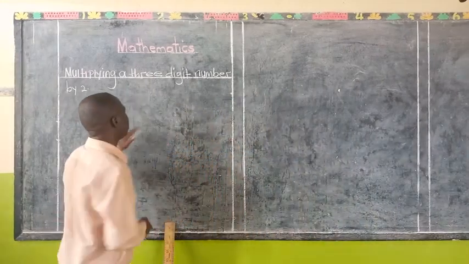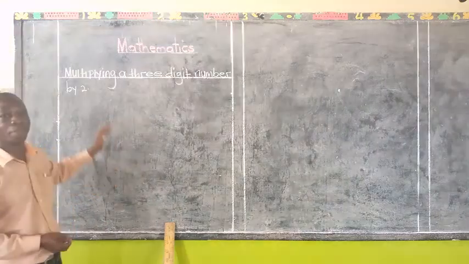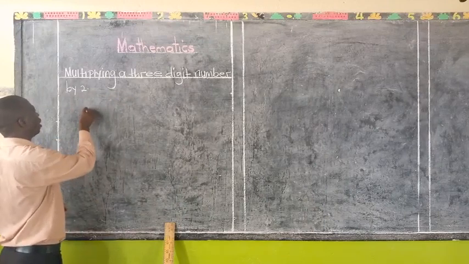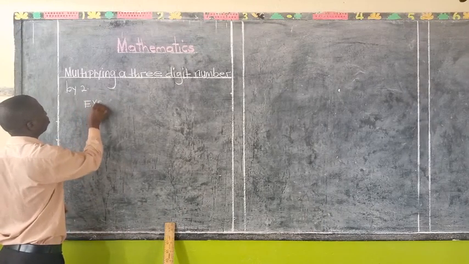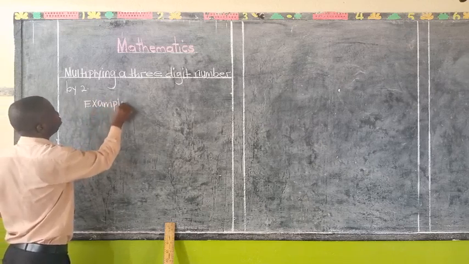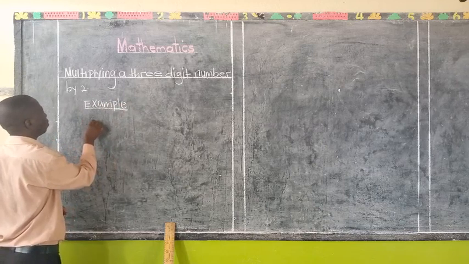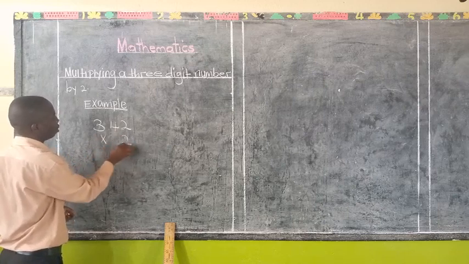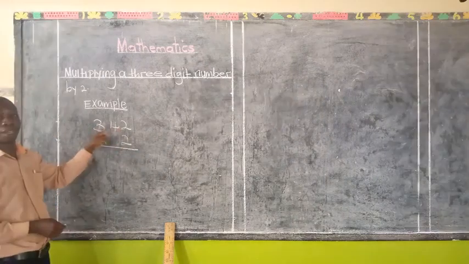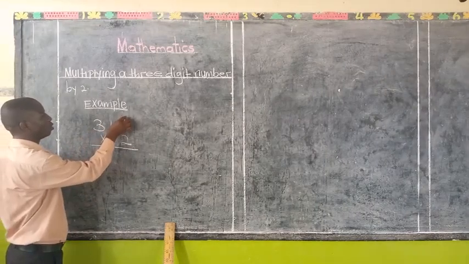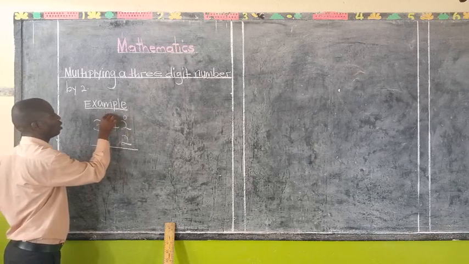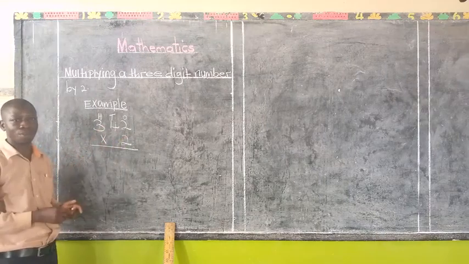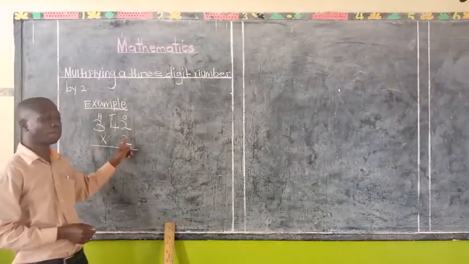Multiplication of a 3-digit number by 2. So we are multiplying a 3-digit number by 2. And this is our example. This is a 3-digit number because it involves 3 place values. That is ones, tens, hundreds. So it involves 3 place values. Therefore, we are multiplying a 3-digit number by 2.